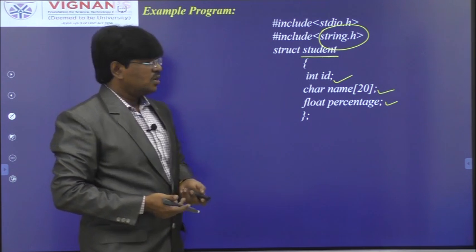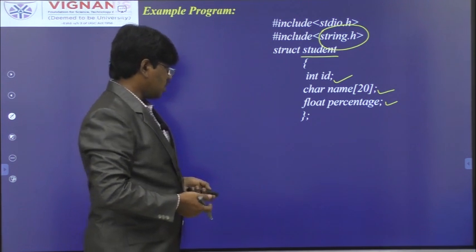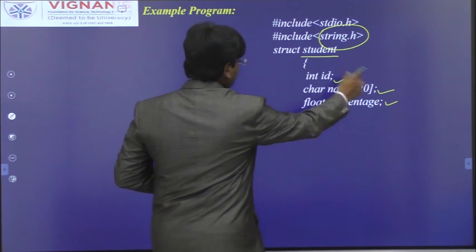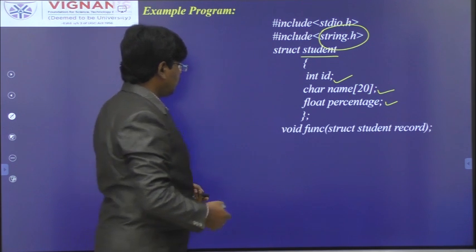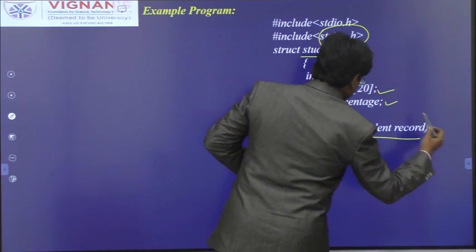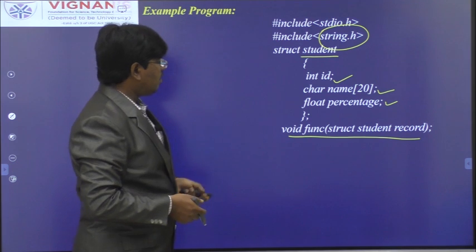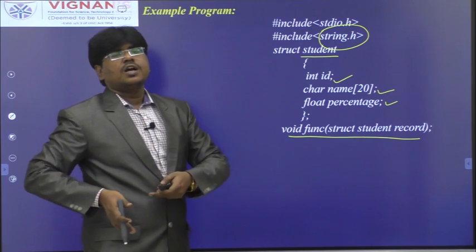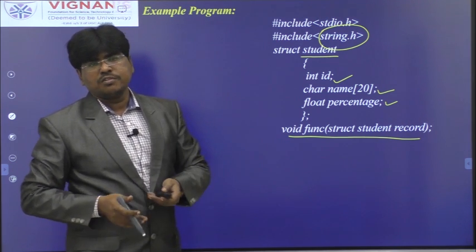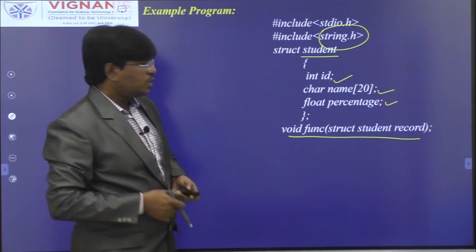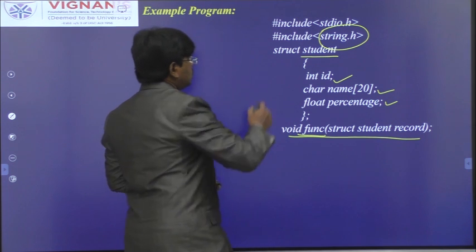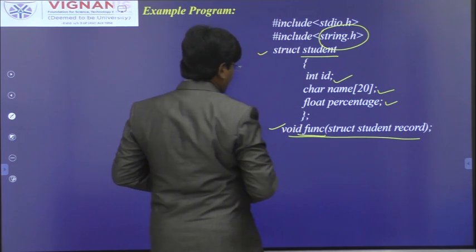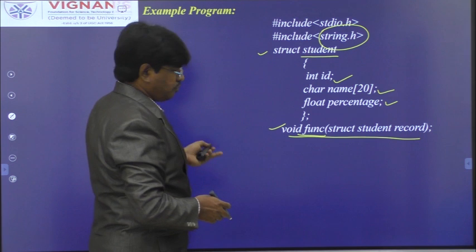So roll number, name, and what is the percentage of marks. I have taken different data types, and these are the members of the structure student. After that I have written one function prototype. Whenever I write a prototype, I am going to define that particular user defined function in my program. So here I am defining another function called func. This is the structure, and this is another function I have created, the function prototype.